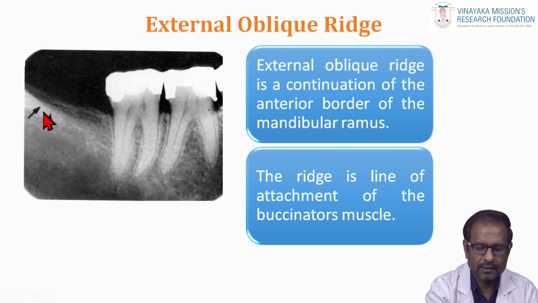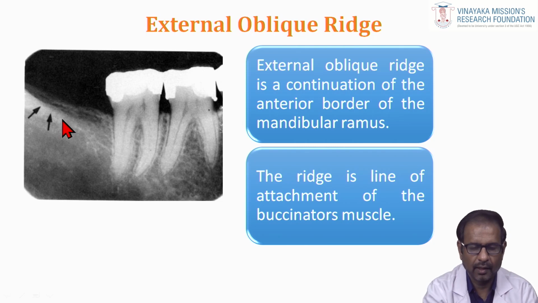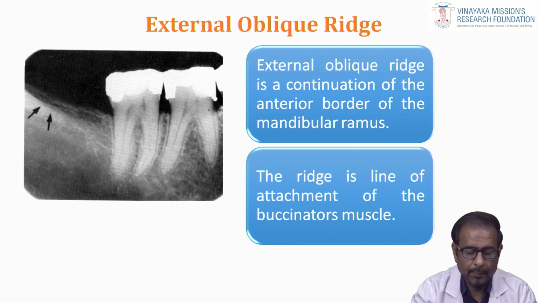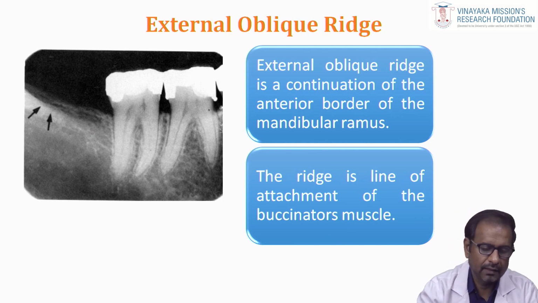It is a continuation of the anterior border of the mandibular ramus. This is the external oblique ridge. The ridge is the line of attachment of the buccinator muscle. The buccinator muscles are attached to the external oblique ridge.